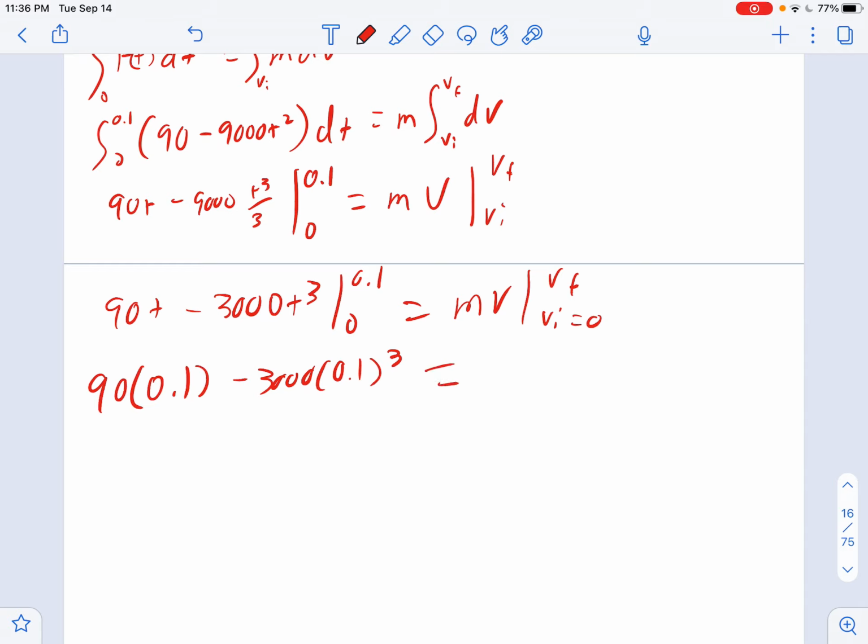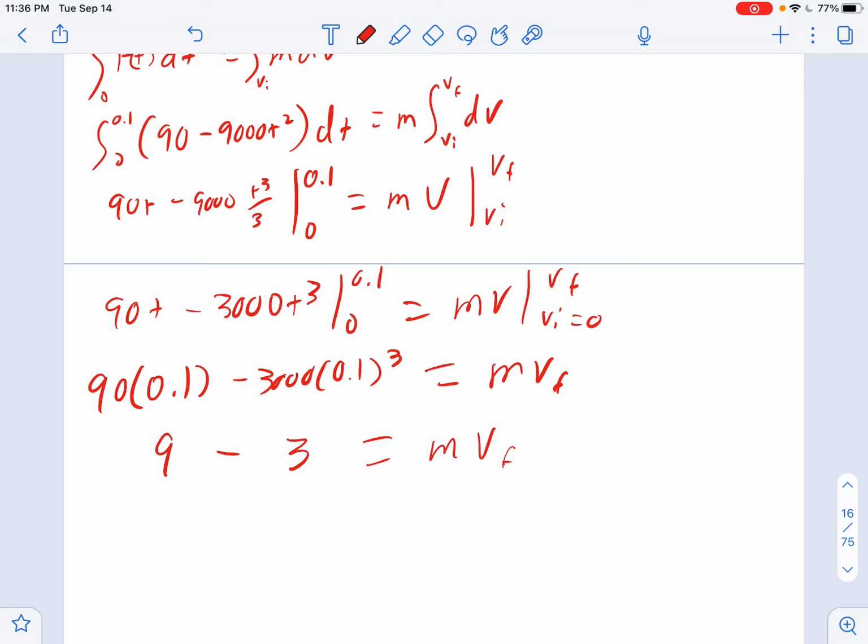And over here, mass times velocity. If my initial velocity is 0, then this just becomes vf. So 90 times 0.1, that's 9. 0.1 squared would be 0.01, so 0.1 cubed is 0.001. So 3,000 times 0.001 is 3. Oh, that's convenient. That is equal to mass times the final velocity.